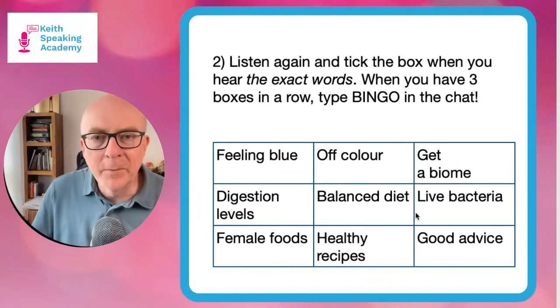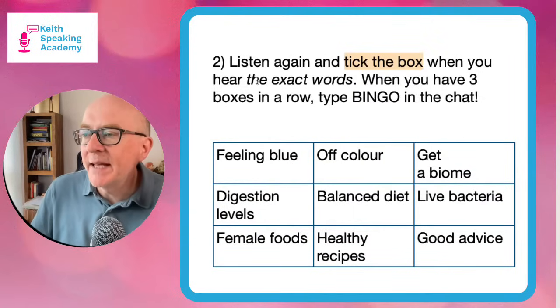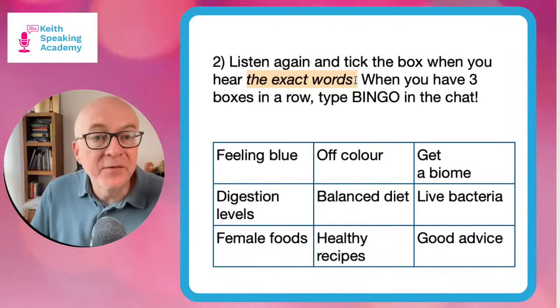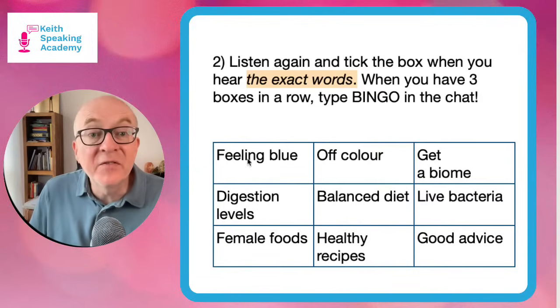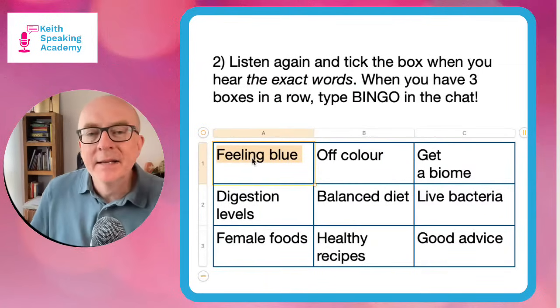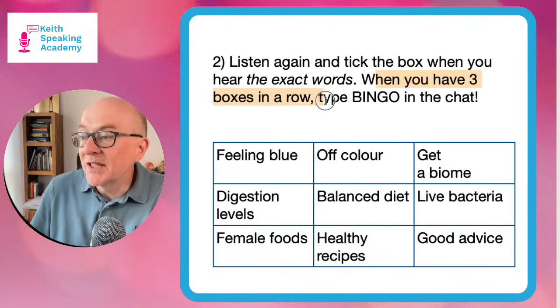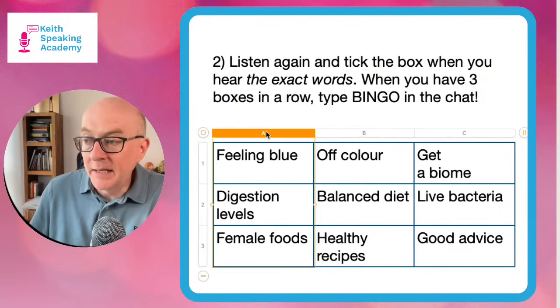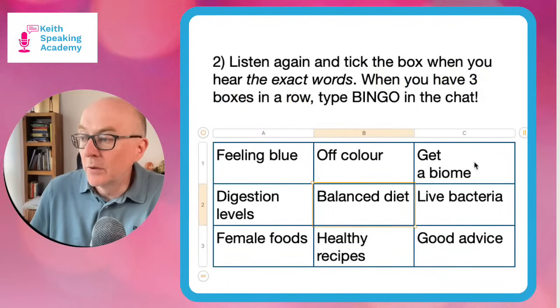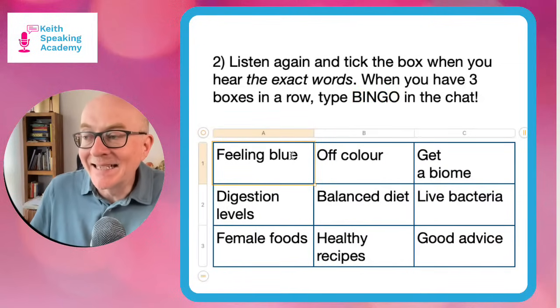Okay. Now the bingo is, I want you to listen again and then tick the box, maybe in your head, when you hear the exact words. So if somebody says blah, blah, feeling blue, then you make a note in your head, feeling blue. And you mark it, right? And then when you have 3 boxes in a row, either in a line or a cross or diagonal, then you type bingo in the chat.